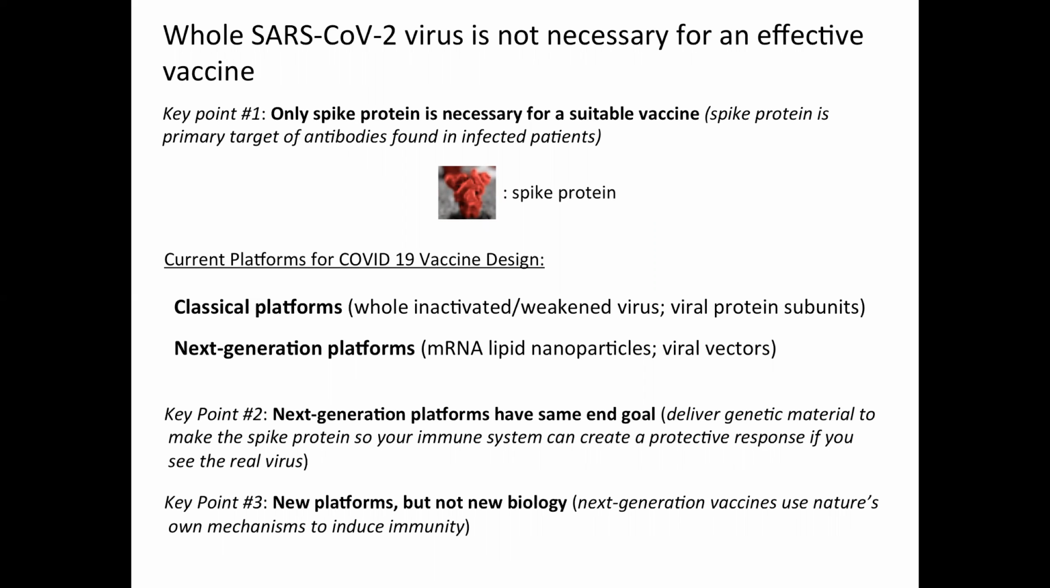The second key point I want to make is that all the next generation platforms have the same end goal. They are aimed at delivering the genetic material, whether it's DNA or RNA, for you to make the spike protein so that your immune system can create that protective response when you run into the real virus. The last point, the third point, is that while these are new platforms, they are not new biology. They take advantage of nature's own mechanisms to induce immunity. Instead of providing the virus or the protein subunit, we're simply providing the genetic material to make that spike protein and create the same end response.